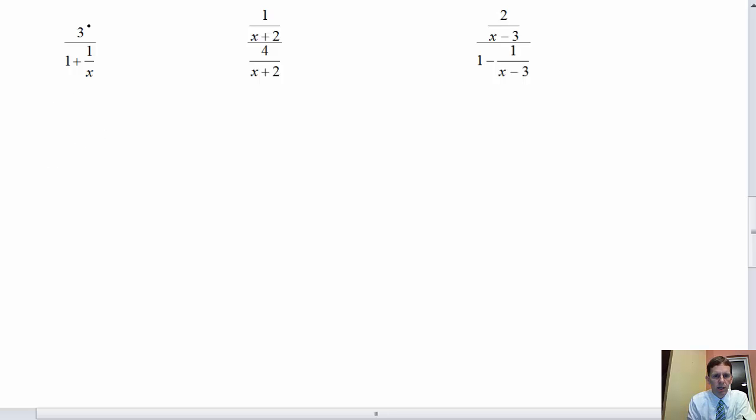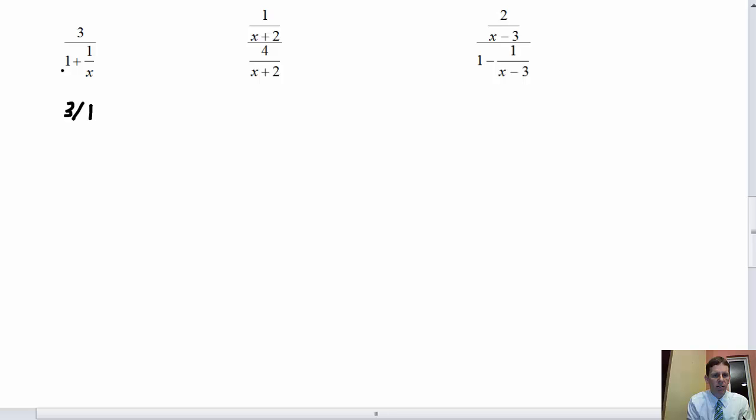Now the number 3 is like the fraction 3 over 1. My goal is I want to have a fraction divided by a fraction, similar to the second example. Right now what I have is a number divided by a number plus a fraction. So the first value, 3, can be just written as 3 over 1. That's not a big deal. However, the denominator, this 1 plus 1 over x, I'd like to write as a fraction instead of a number plus a fraction. So we're going to add these together.